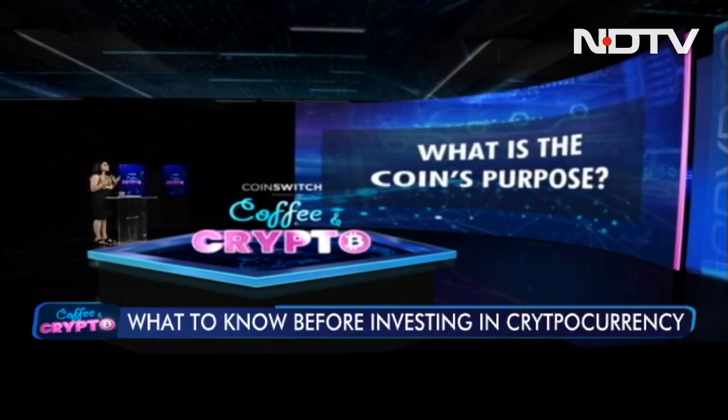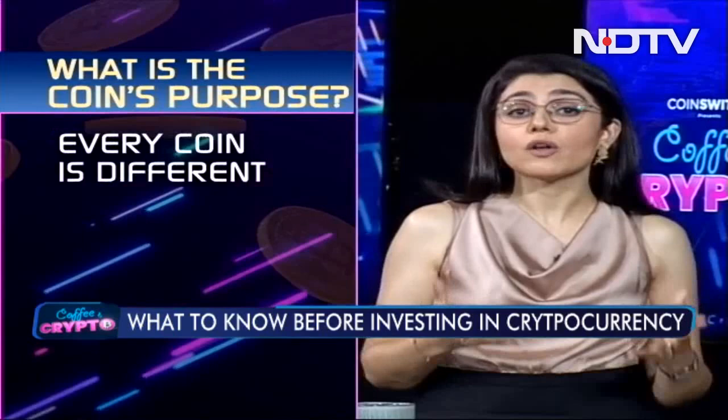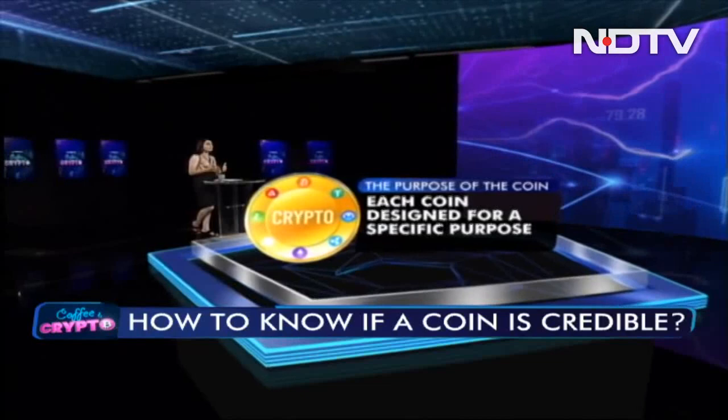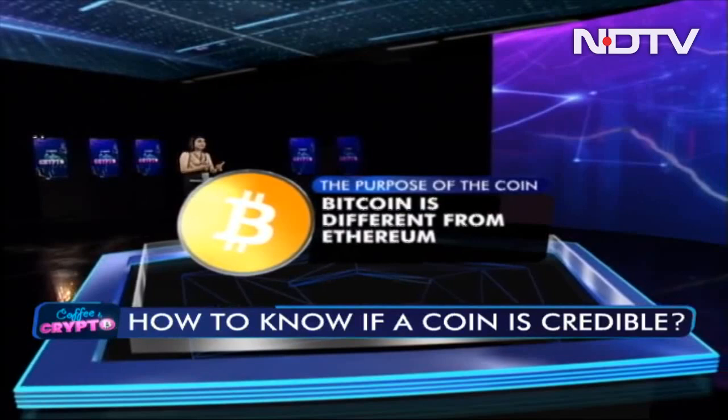Now, unlike what a lot of people think, not all coins are the same. Every coin is designed for a specific purpose. For example, Bitcoin is designed to function as a currency. It is created to allow online payments to be made directly without any financial institution. Ethereum, on the other hand, goes beyond that. It doesn't just decentralize the banks, but it has decentralized apps, services. You can build smart contracts, NFTs, and a lot of other things on that platform.